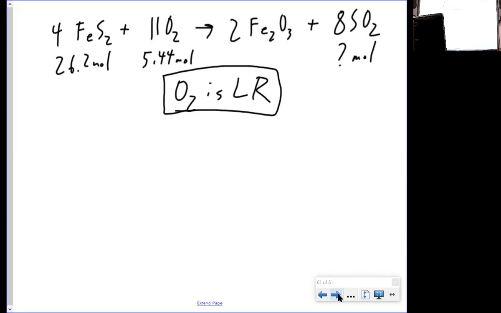This is not the LR. If it's not limiting, what was the word I gave you yesterday? Doesn't matter. If you're not going to run out of it, what word did I use? Excess. And if it's in excess, it doesn't matter. So 26.2, I don't care that I have 26.2 moles because I'm not going to run out of it. It's just like the 6 patties. Doesn't matter. The only thing I care about is 5.44 moles of oxygen.